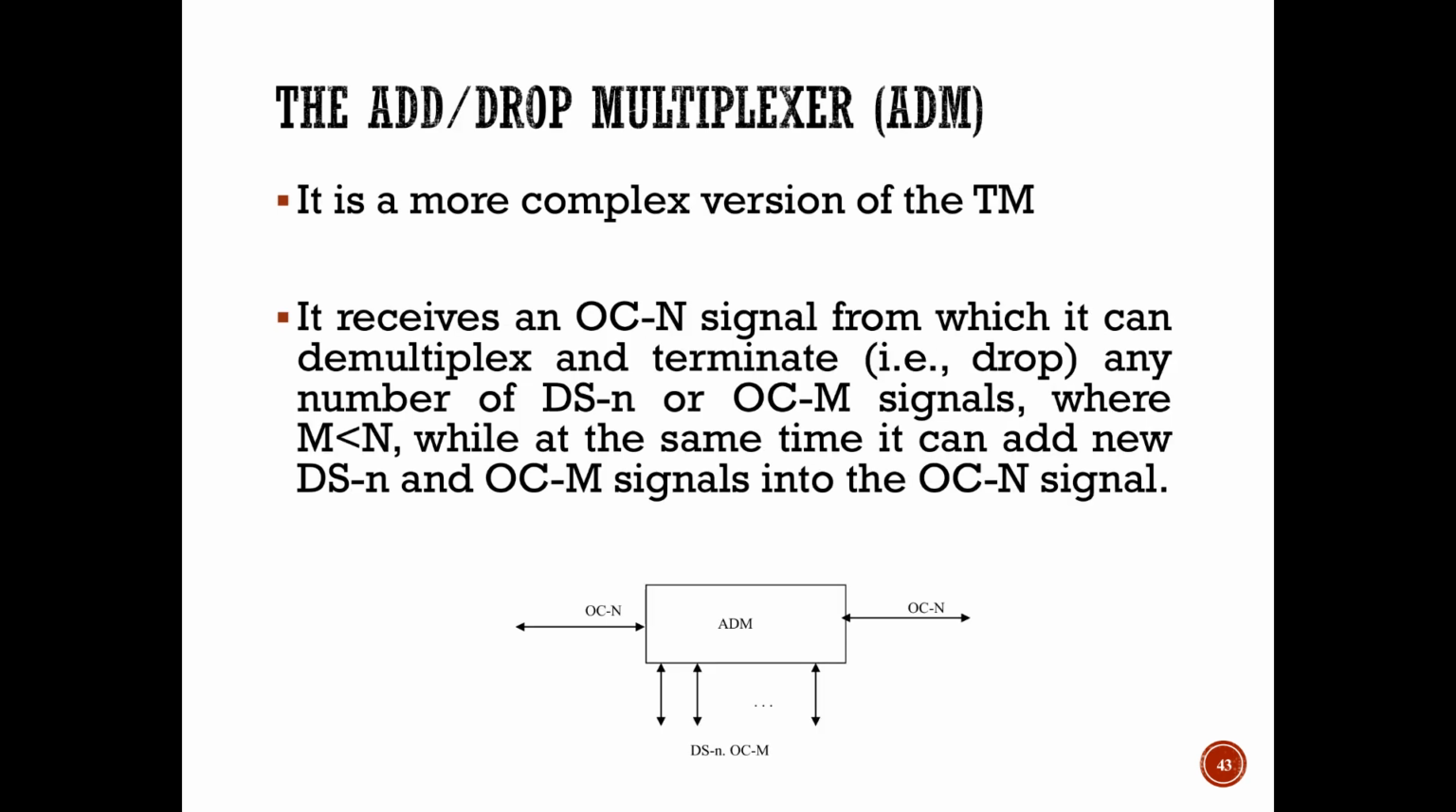Add/drop multiplexer, ADM. It is a more complex version of the TM. It receives an OCN signal from which it can demultiplex and terminate, that is, drop any number of DSN or OCM signals, where M is less than N, while at the same time it can add new DSN and OCM signals into the OCN signal.